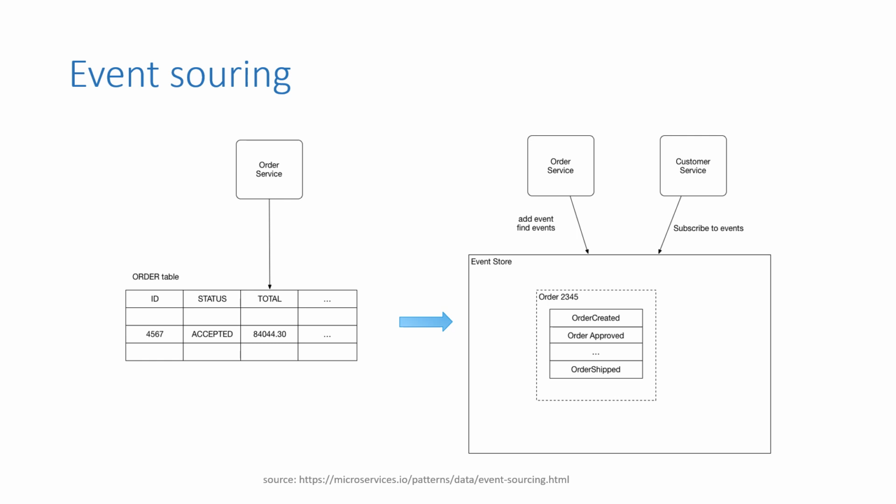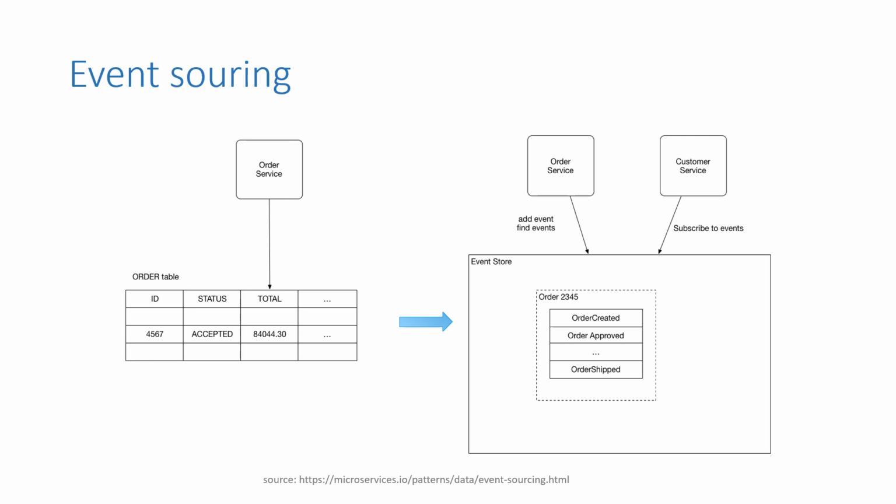The store has an API for adding and retrieving the entity's events. The event store also behaves like a message broker. It provides an API that enables services to subscribe to these events. When a service saves an event in the event store, it is also delivered to all the interested subscribers.